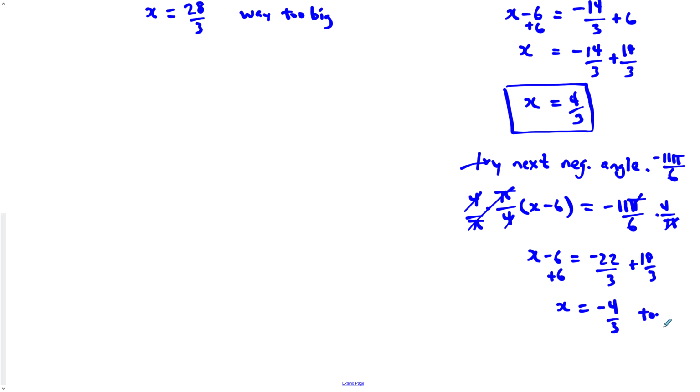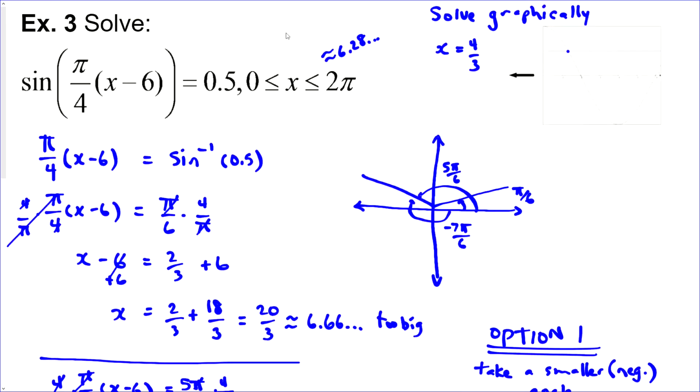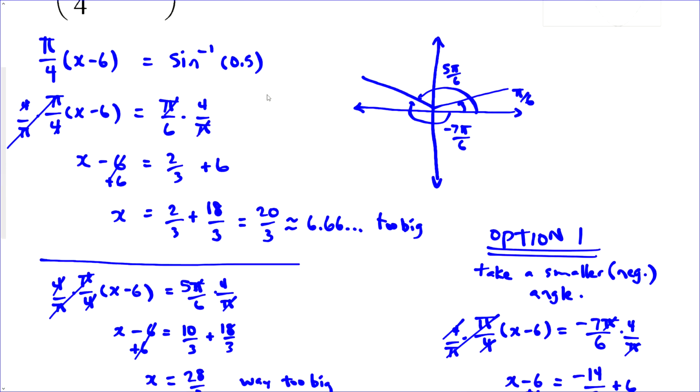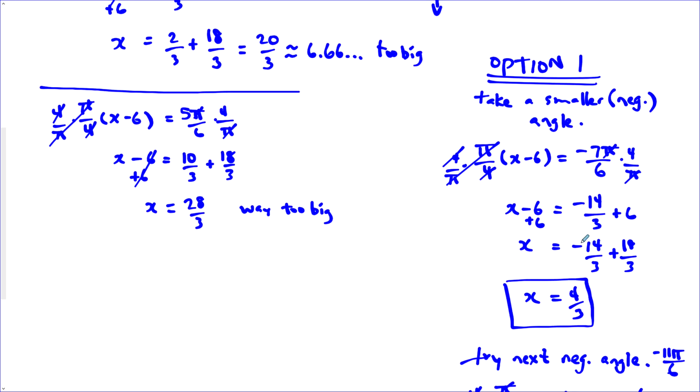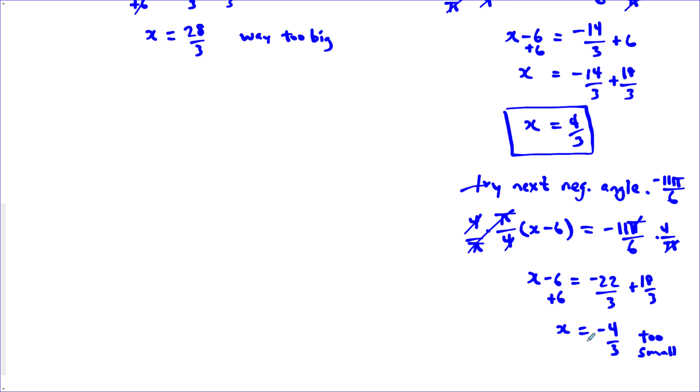And this is too small for our domain restriction because our domain restriction started at 0 here. So we can't have any negative x values. So in this option 1, we proved that there's only one solution. These two are too big. This one is just right. And this one was too small. So we're good. This isn't the only way to do it, though. So option 2 is subtracting the period.